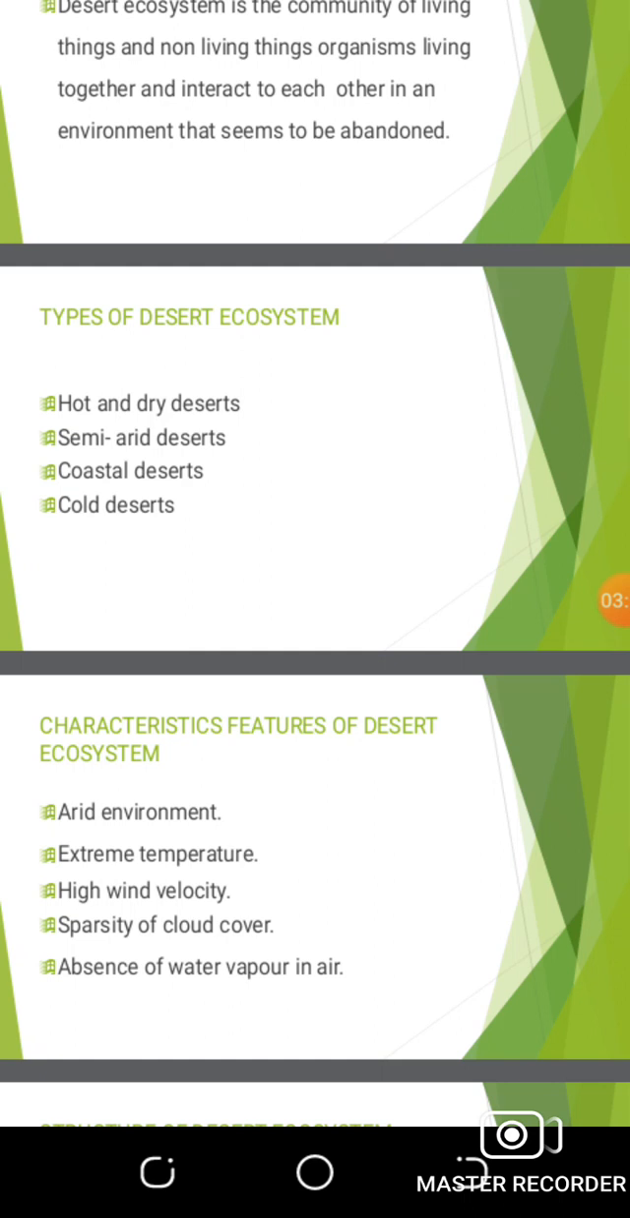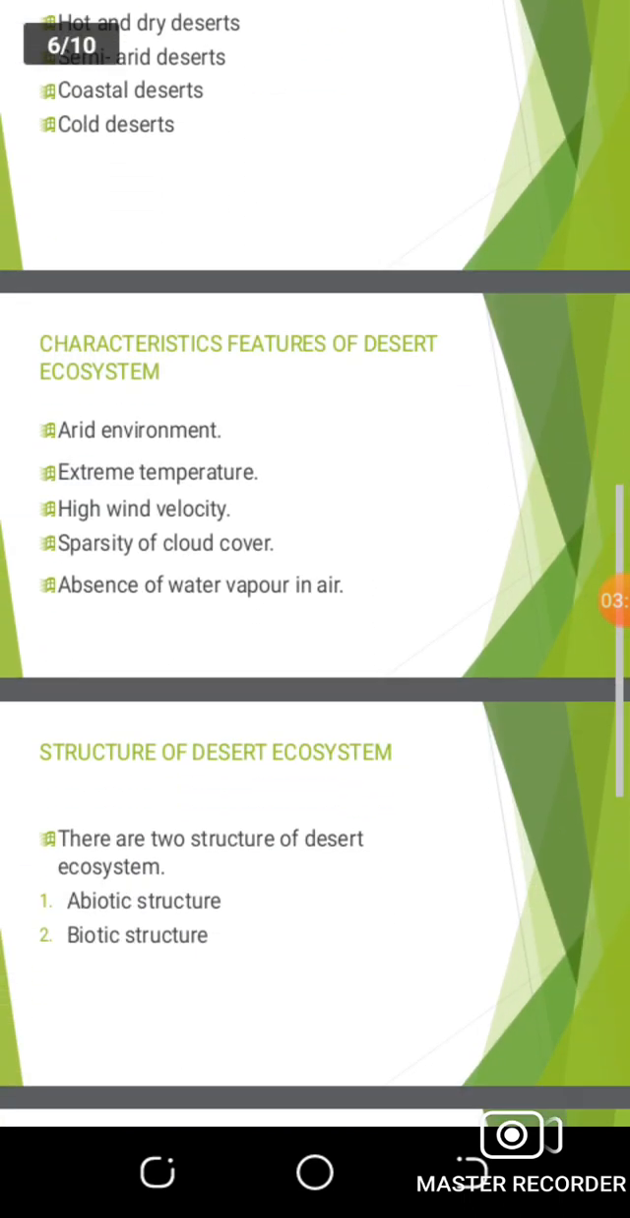This means that a desert ecosystem receives less rainfall than 25 centimeters in a year, because in a desert ecosystem it's very hot and dry. Under extreme temperature, the desert is dry, and parts of it are thought not to have received any rainfall for at least the last 2 million years. Then high wind velocity, sparsity of cloud cover, and absence of water vapor in the air.